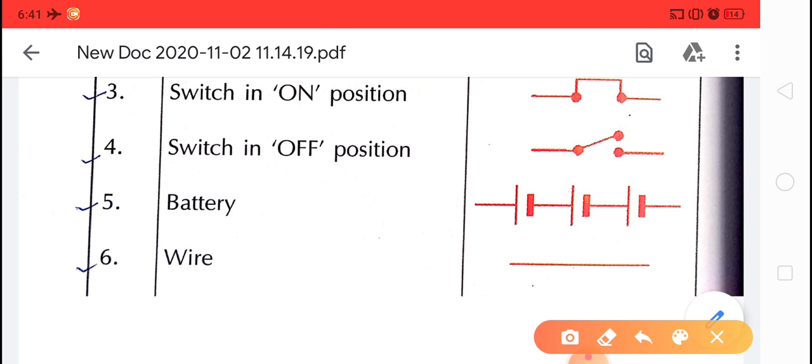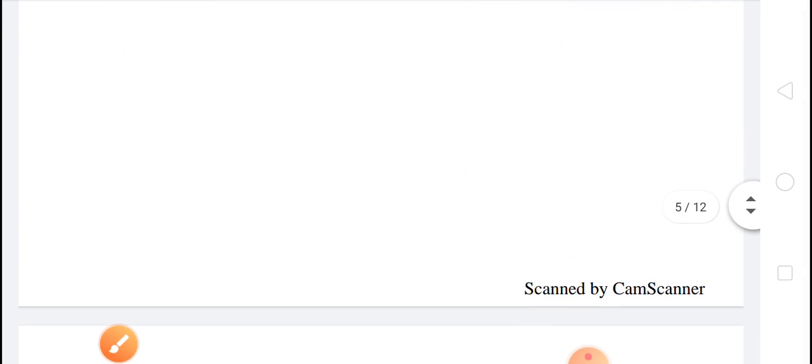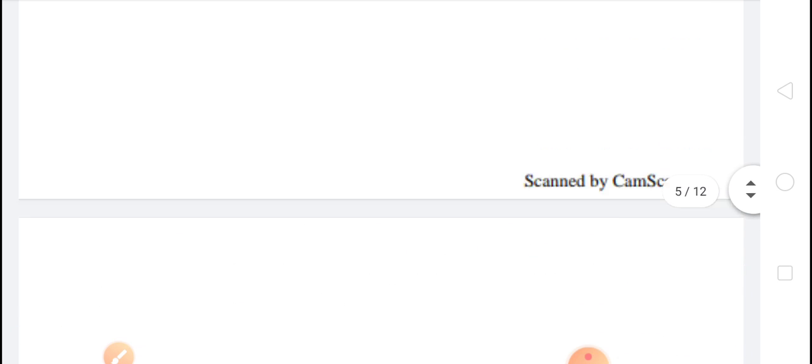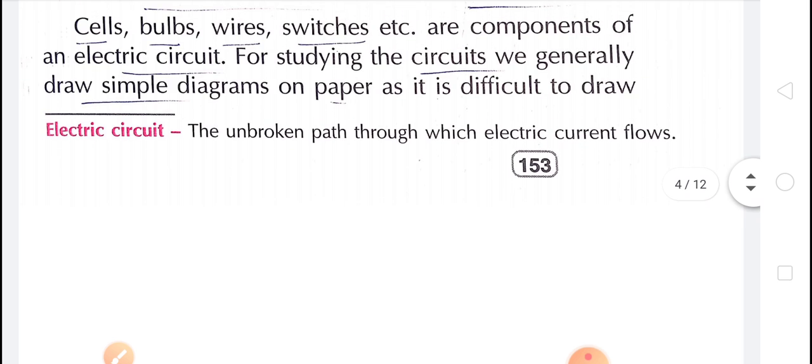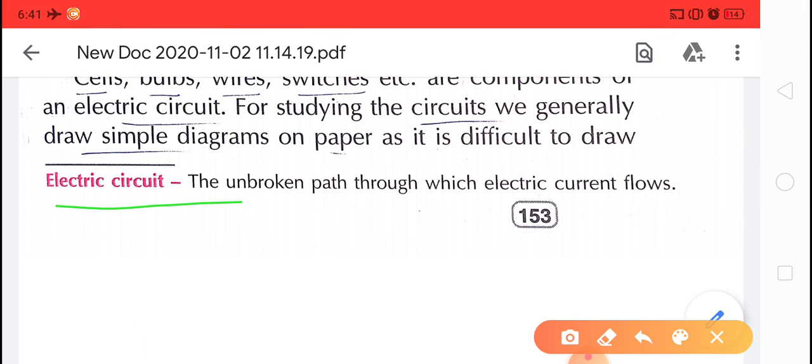This symbol, children, represents the wire. So these are the various components of an electric circuit and their symbols that we have studied here. The one definition that is important regarding your exam is that of the electric circuit. The electric circuit is the unbroken path through which electric current flows.